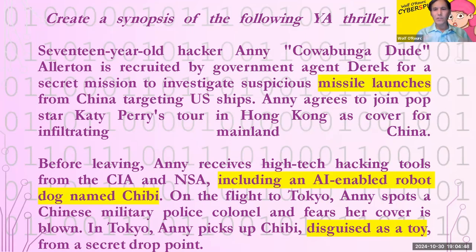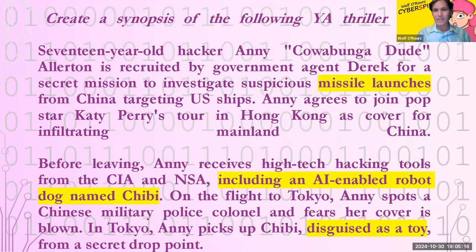Then they get into that she gets these hacking tools from the CIA and the NSA, including an AI-enabled robot dog named Chibi. That's just not true. An entire chapter is devoted to how she gets the dog. It says verbatim in there that it was a gift from Derek. The AI just missed that, or the computers assembling the pieces didn't get that.